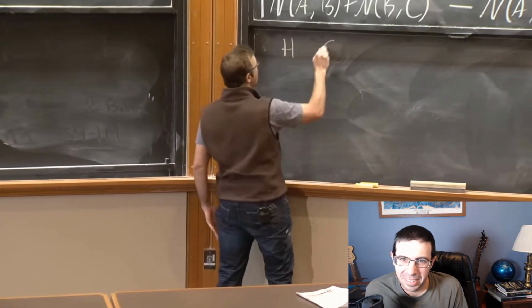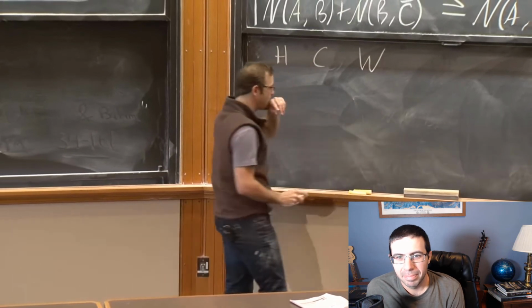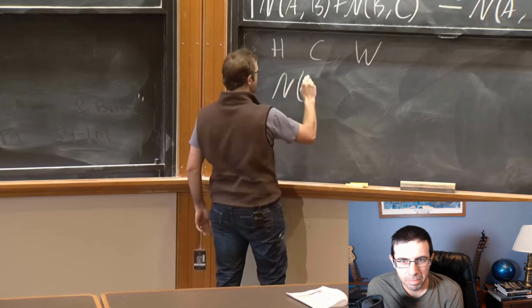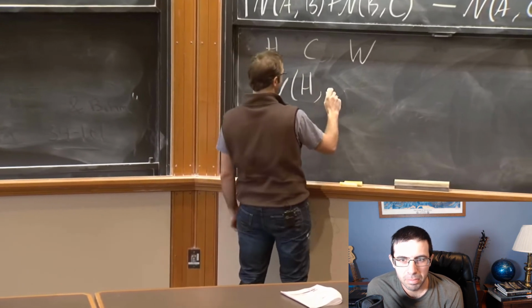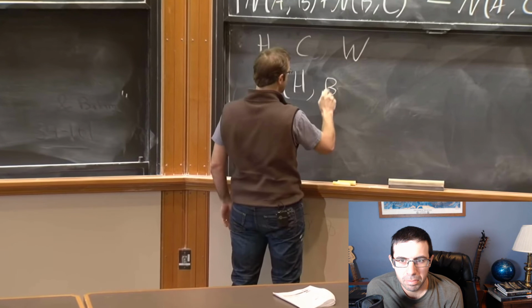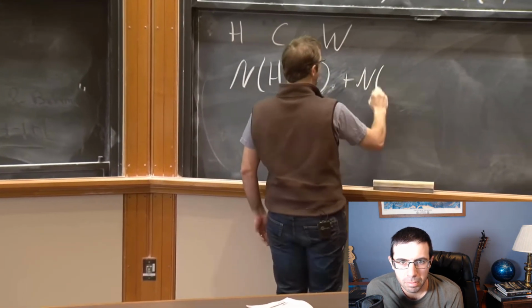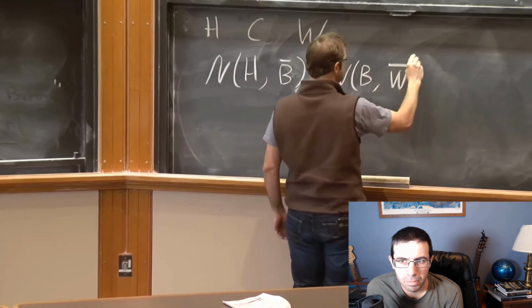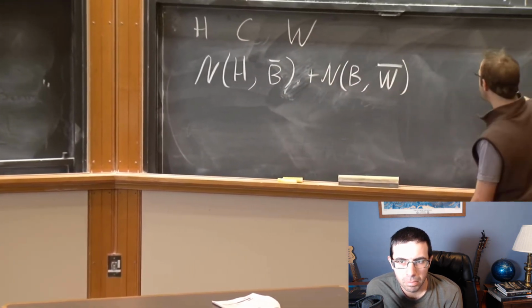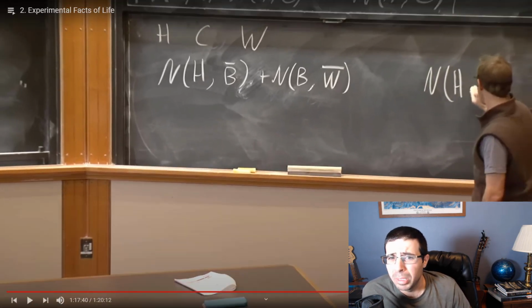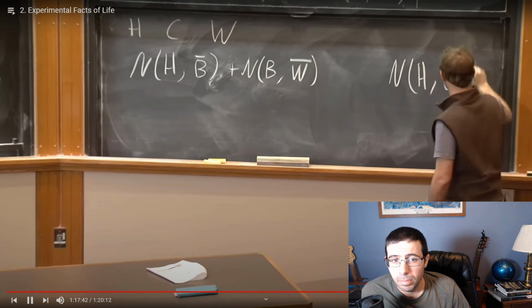So we have hardness, we have color, we have whimsy. Okay? And I can perform the following experiment. From a set of electrons, I can measure the number that are hard, hard and not black, plus the number that are black, but not whimsical. And I can measure the number that are hard and not whimsical. Okay?